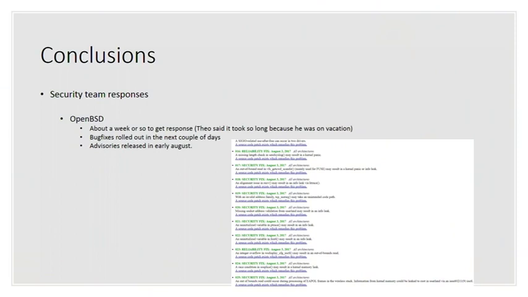So obviously when I found these bugs, I talked to the teams and I sent them emails and I said, hey, here's a list of bugs I have. You guys should probably go and find this, fix this. So I emailed the OpenBSD guys, and Theo gets back to me, I don't know, about a week or so later. And the first thing he says is, oh, I'm sorry it took me a week to get back to you. I was on vacation.